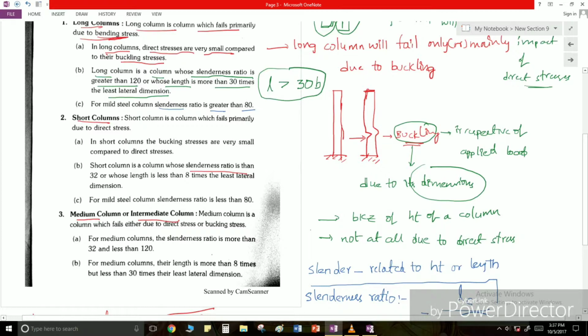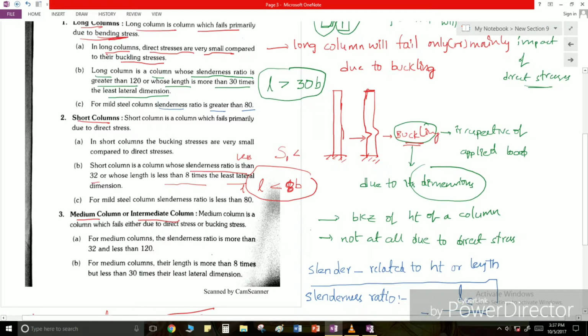Now see, what is the value of slenderness ratio for a short column? If slenderness ratio is less than 32, or if the length is less than 8 times the lateral dimension, that is, if L is less than 8b, then it is called a short column.